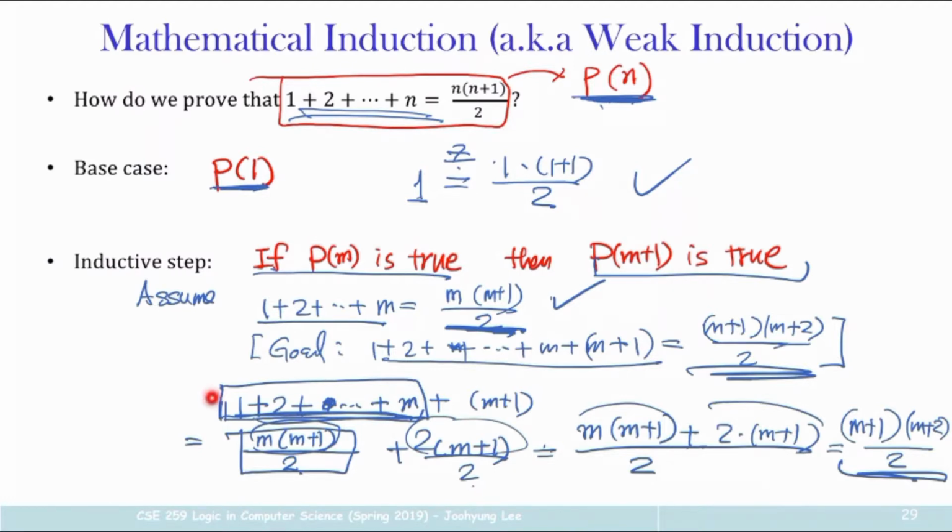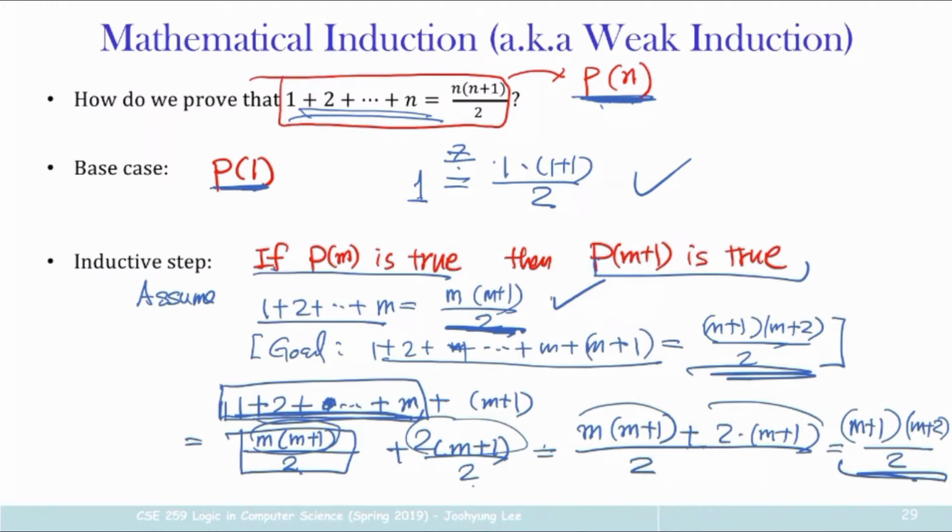So we started with 1 plus 2 plus up to m plus 1 and ended with this number. This was exactly the goal to be proven. So we proved P of m plus 1 is true. Good. Any question about this proof?